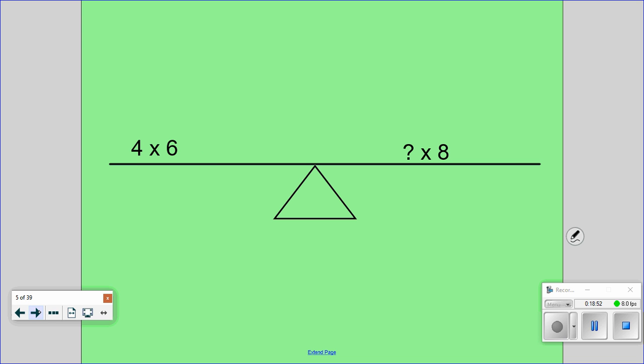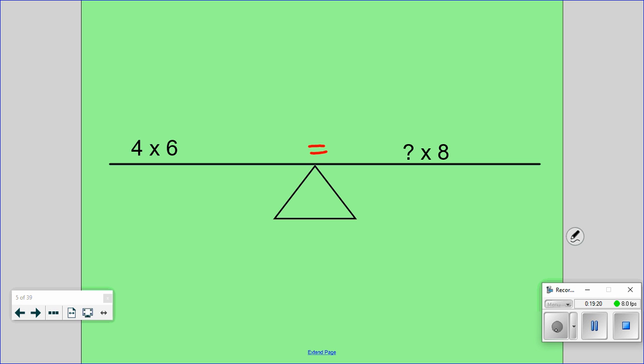Ooh, what about this one? Uh-oh. Go ahead and draw it. This one says 4 times 6 is equal to something times 8. What do I need to do first? Elena, what do I need to do first?